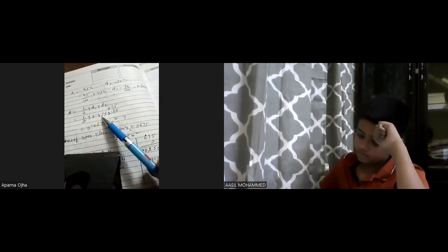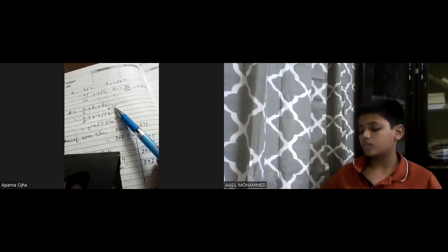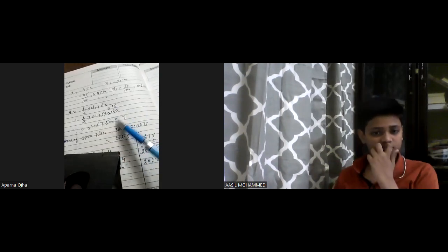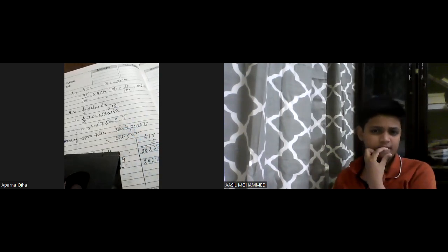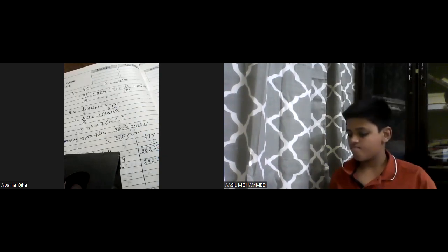Half into 0.45, it's done, 0.30, 0.0675, 0.15. As you multiply, this is coming 0.0675 square meter. Till that you have done? Yes, that I have done. Now this is the area of one tile only.